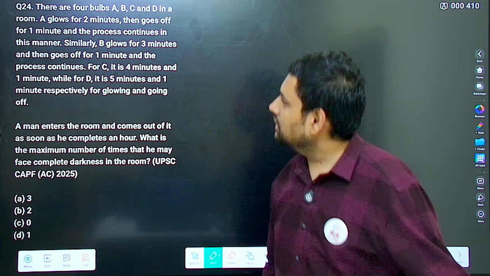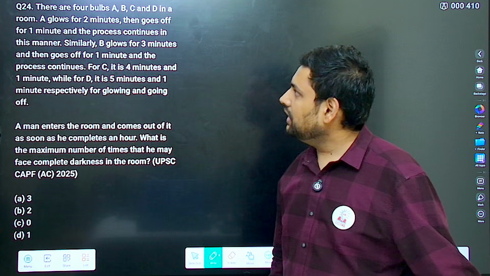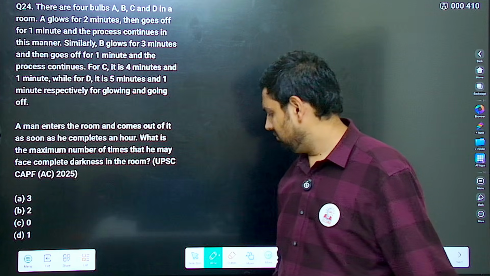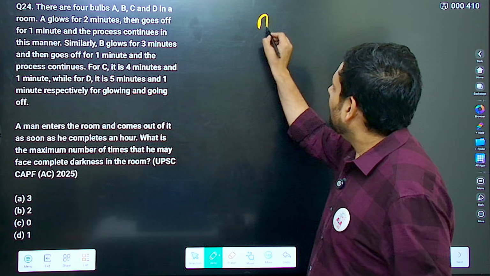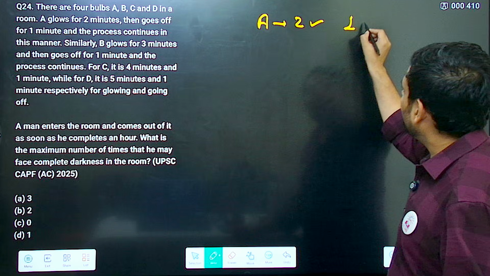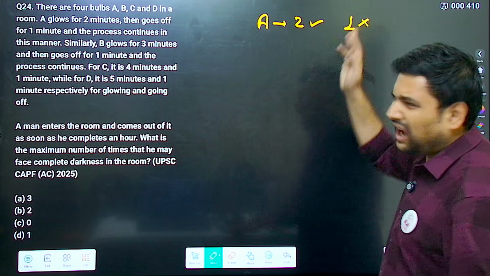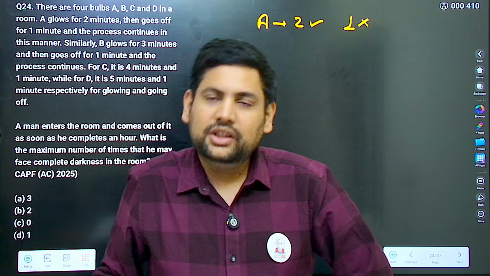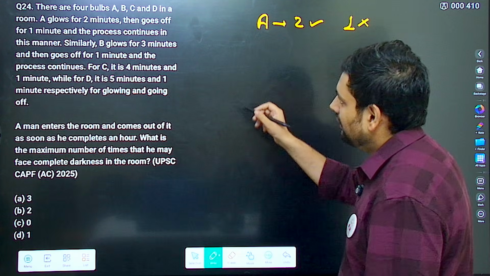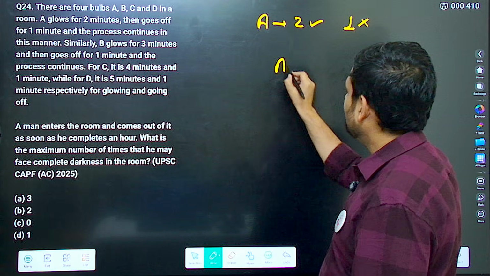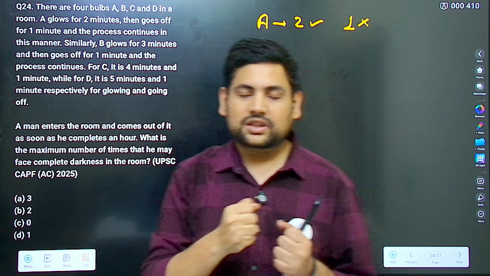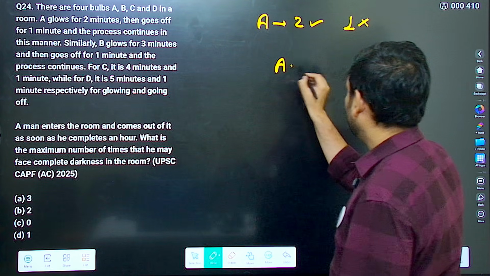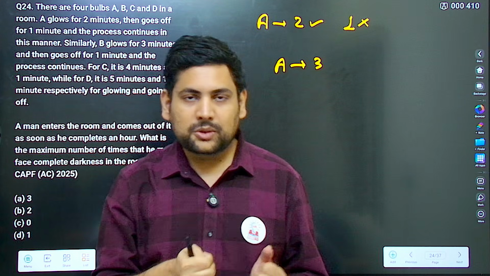Last question is this. There are 4 bulbs A, B, C, D in a room. A glows for 2 minutes and then goes off for 1 minute. So this is A. It glows for 2 minutes and then for 1 minute it goes off. If we consider A, the 1st minute it is on, 2nd minute it is on, 3rd minute it is off. Then 4th minute it is on.